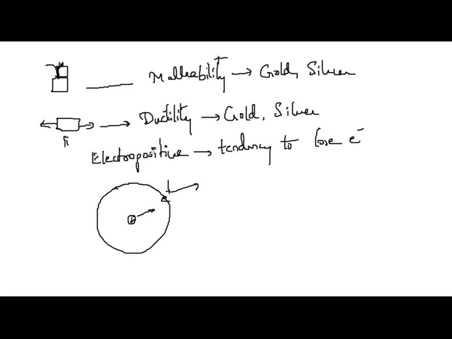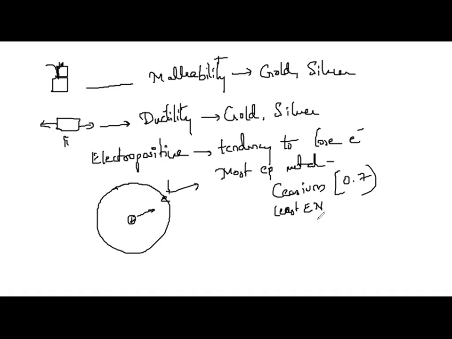So all the metals are electropositive in nature. They tend to lose electrons. And the most electropositive metal is cesium. It is the least electronegative, and its electronegativity value is 0.7. So this is a chemical property of metals.